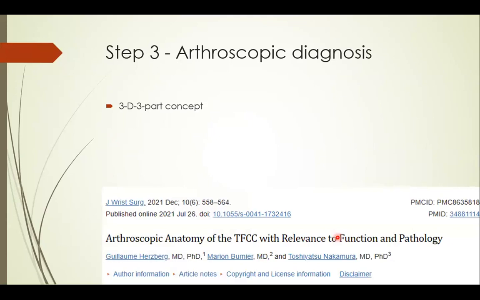Now, coming to the interesting part, the arthroscopic diagnosis.